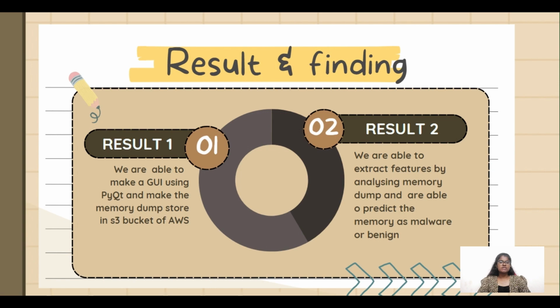In these 6 weeks, we are able to make a GUI using PyQt. And that GUI will be able to store the selected memory dump in an S3 bucket. And next, we are able to detect whether a memory dump is malware or benign using the Volatility tool and the machine learning model. So this we are able to do manually, and we have to automate it.